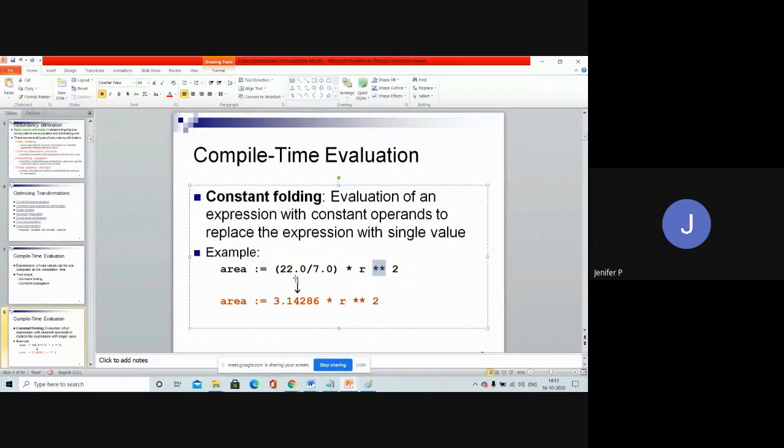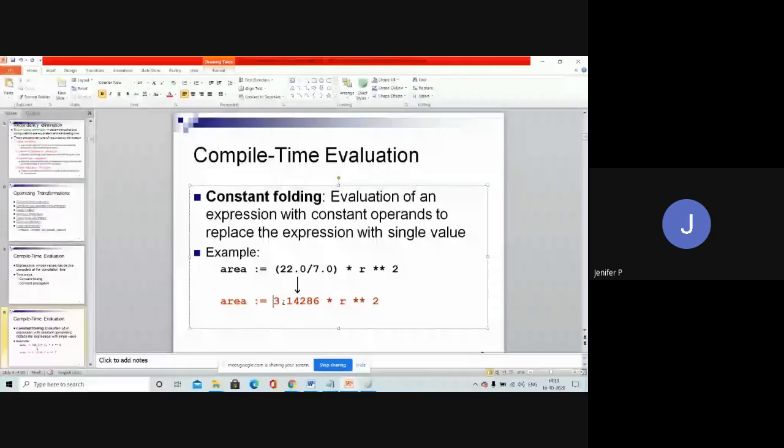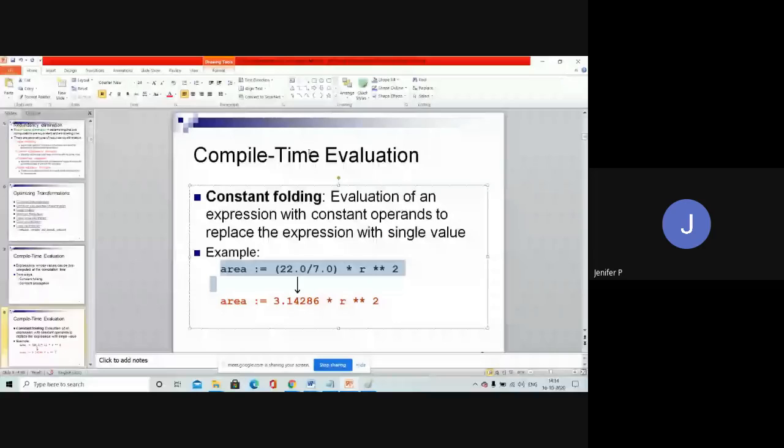So 22.0 divided by 7.0. Both are constants, right? That can be evaluated at compile time itself. For A by B, only at runtime can we find the value of A and the value of B. But here both values are constants, which means there is no point in defining it like this. So this can be folded together and represented like this. The first statement is before optimization. In constant folding, the operations are applied and you obtain the value directly, so it is an optimized one. This is what we call constant folding, right?